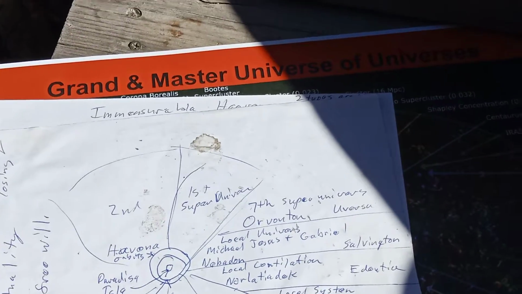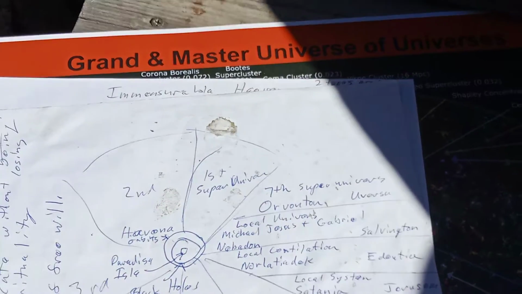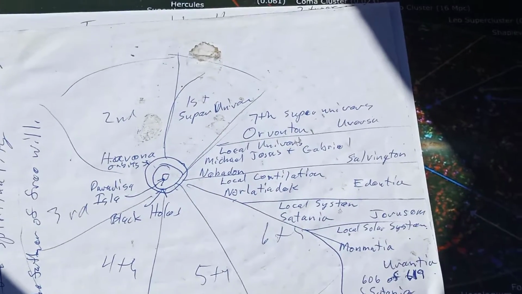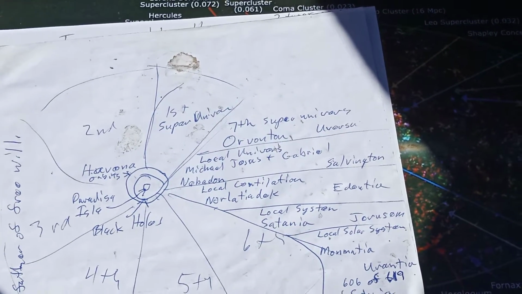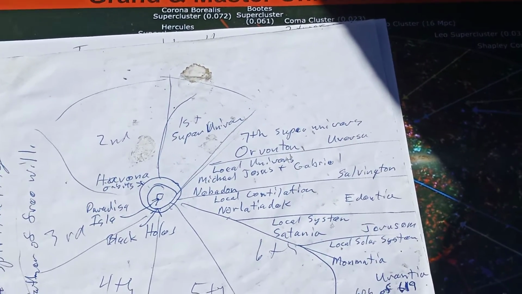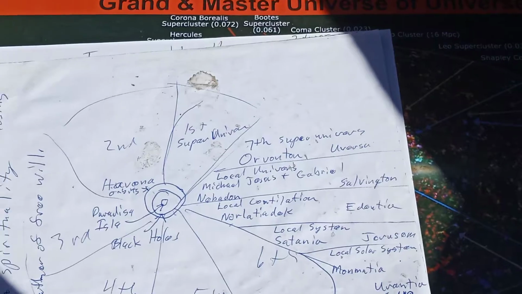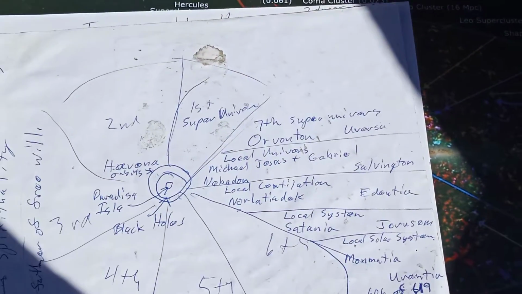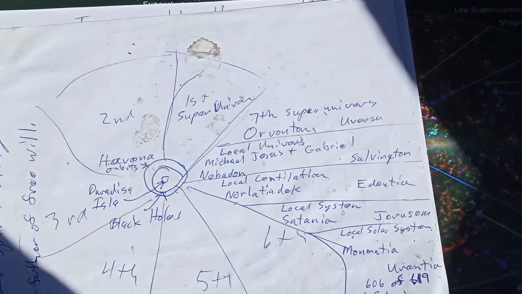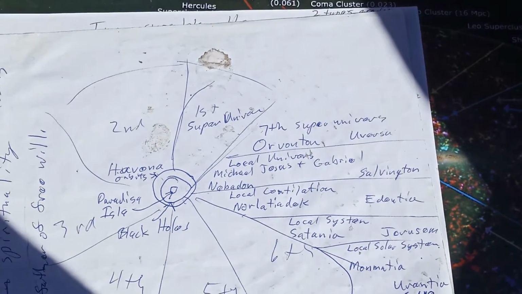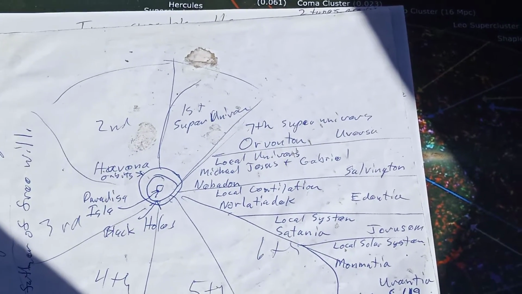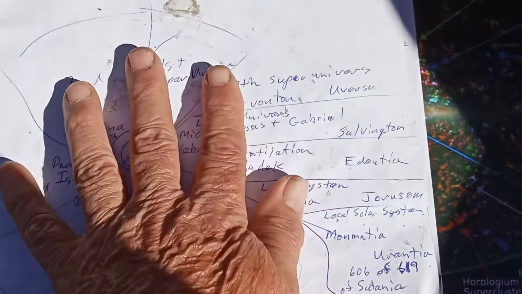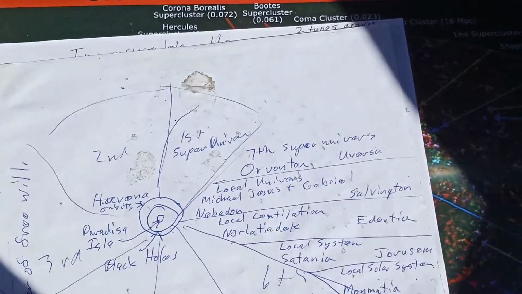And then outside of that, you have the seven superuniverses, ours being the seventh, and all the structures that are in it, of the universe of Orvonton and the local universe of Nebadon of Jesus. Outside of this, there are then four outer space levels, each one exponentially larger than the other. The only inhabited portion of the master universe, which is everything, is the grand universe, which is just the center portion that we've talked about.